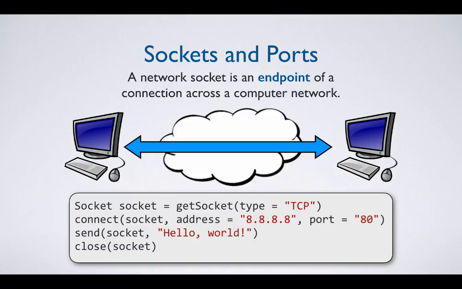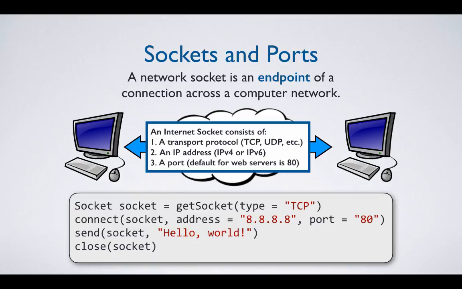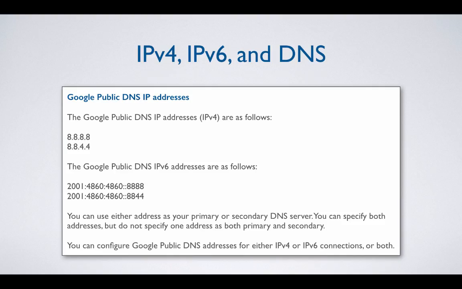The main thing to remember about Internet sockets is that they consist of at least three elements: a transport protocol, like TCP or UDP, an IP address, like 8.8.8.8, and a port number, like 80. A domain name server, or DNS, is a server that translates a domain name like nytimes.com or google.com into an IP address like 8.8.8.8.